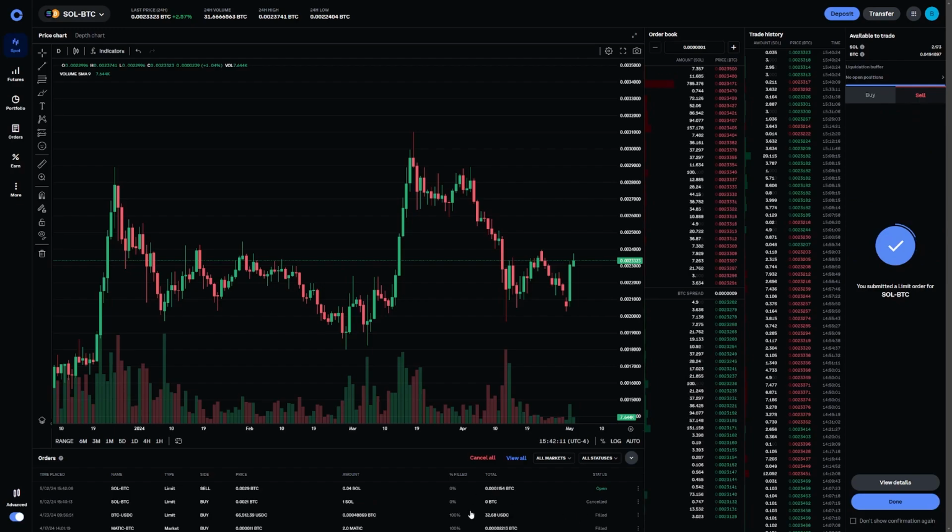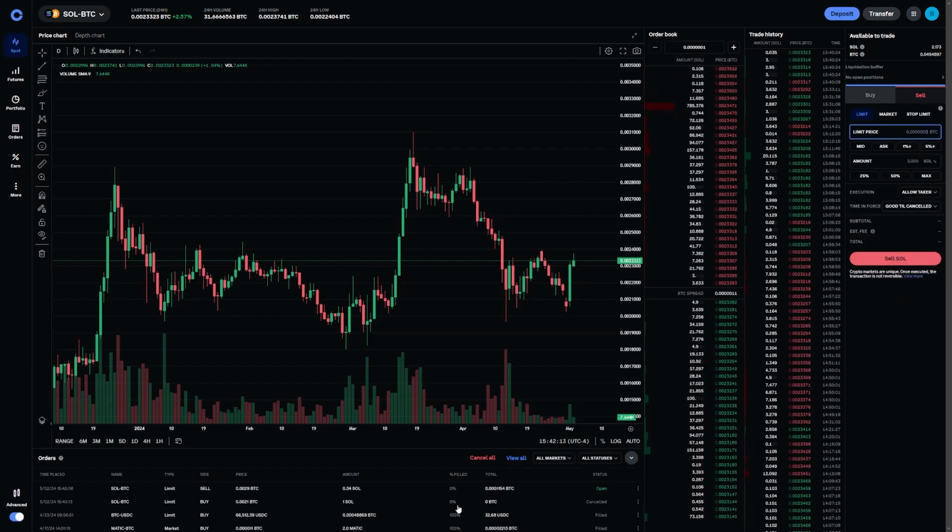And now you'll see that I have a limit order to sell. So this is going to act as my take profit, right? It's above the price. I'm waiting for price to get up towards this resistance, and then it's going to trigger me out of the trade.